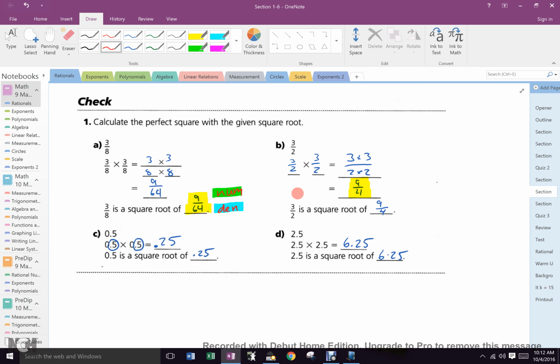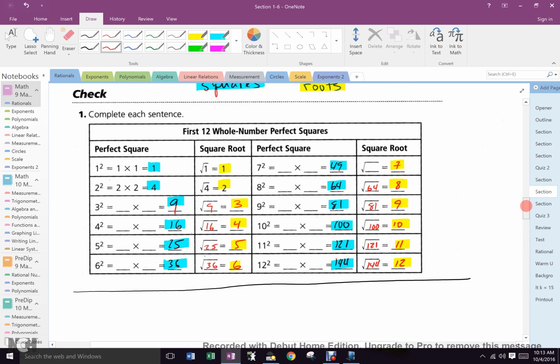Kyle? Have you seen those numbers, 9 and 64 and 9 and 4, at some point today? Where? Have you seen 9 and 64 at some point today? They're squares, aren't they?